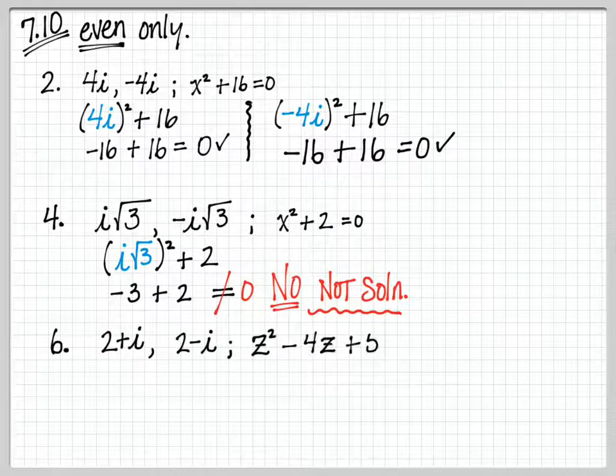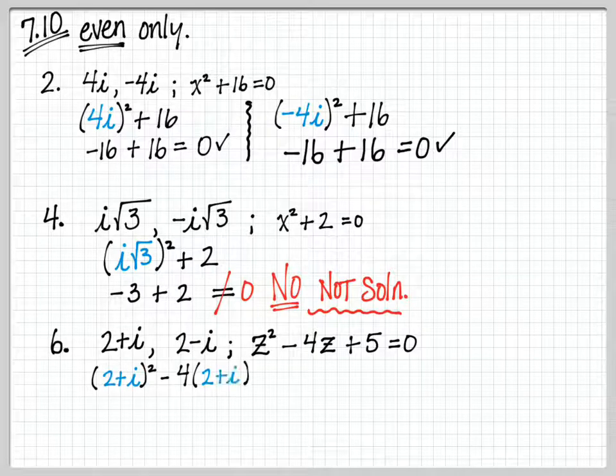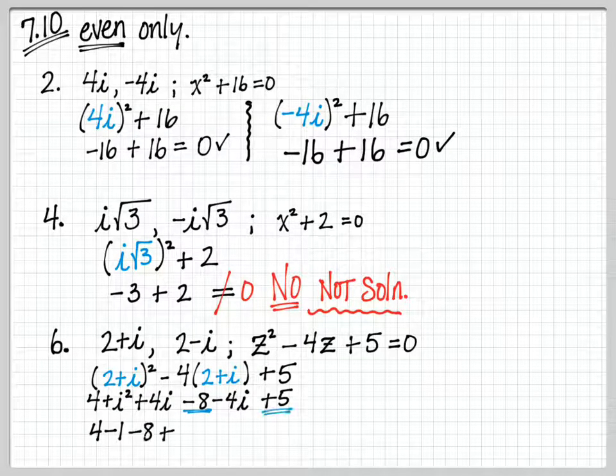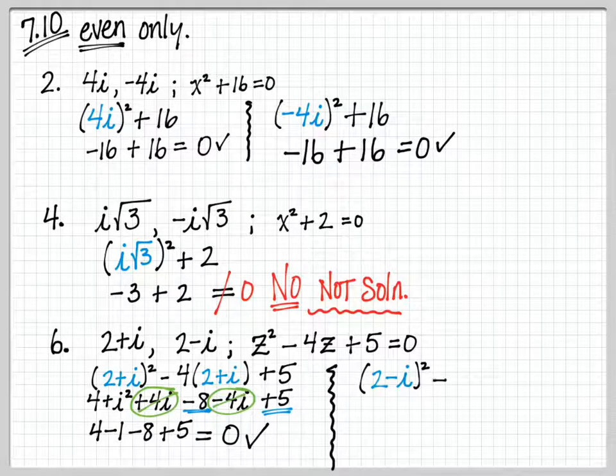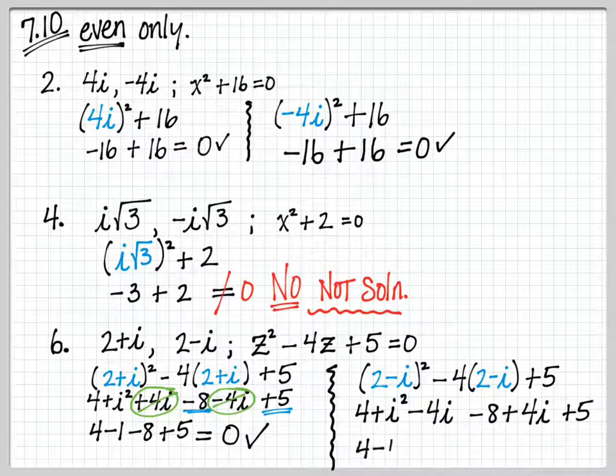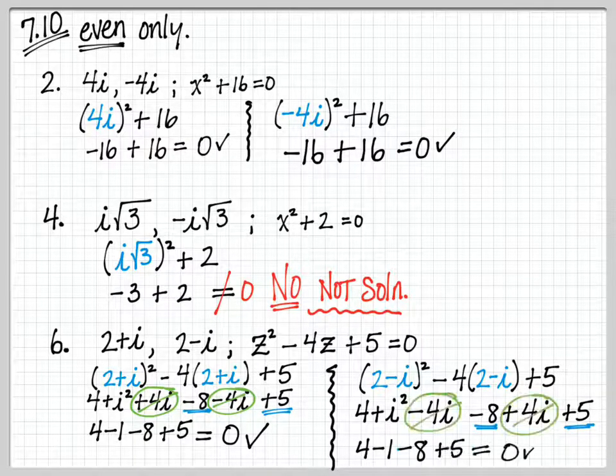And this one we have a conjugate pair again. We plug it in, and you're going to have to do some multiplying of the binomial and distribution and collecting like terms, and you find that yes, indeed, the left side does equal the right side. It does equal 0 in both those cases, and so 2 plus i and 2 minus i are indeed solutions to the problem.